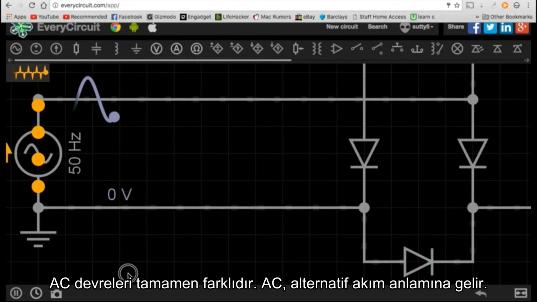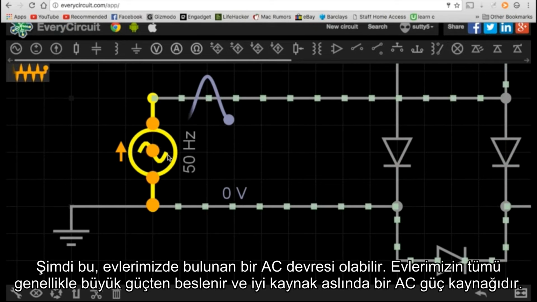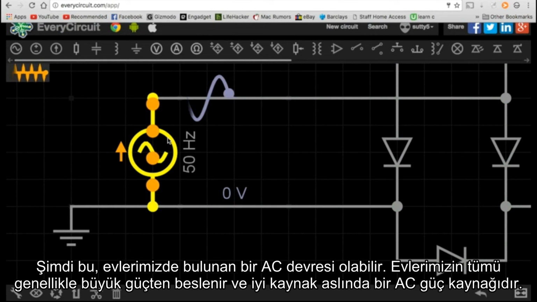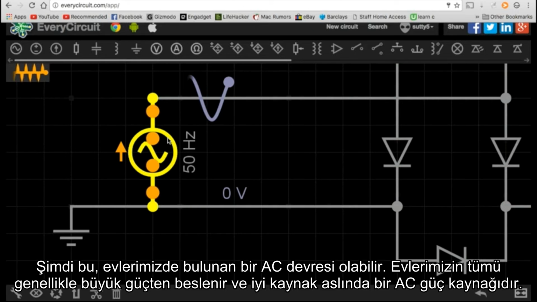Now, AC circuits are completely different. AC stands for alternating current. Now this could be the AC circuit which exists in our homes. Our homes are all usually powered from the grid, and the grid supply is actually an AC power source.